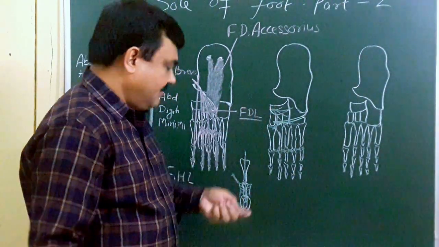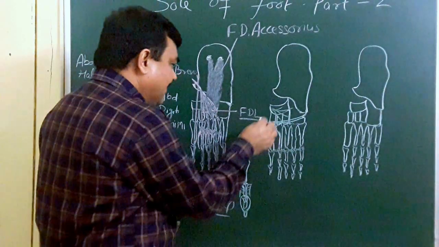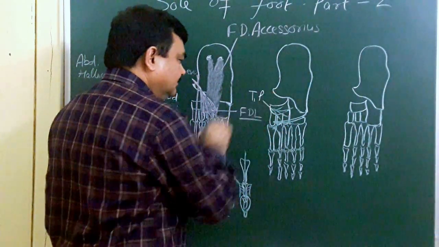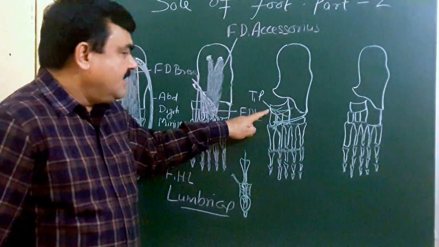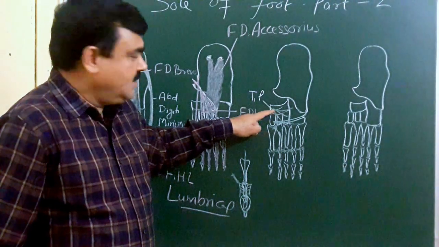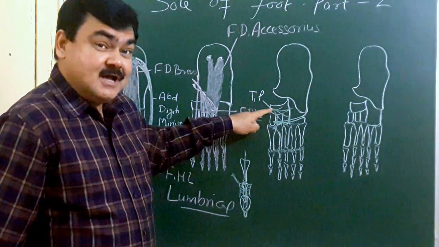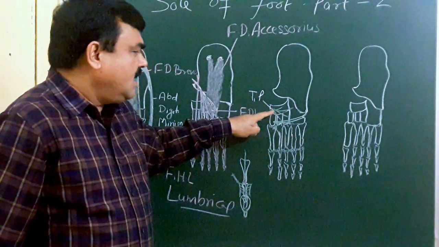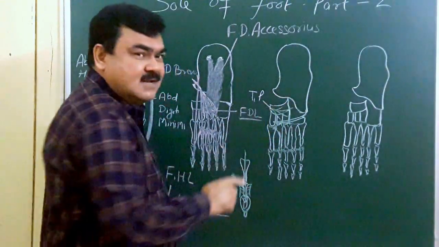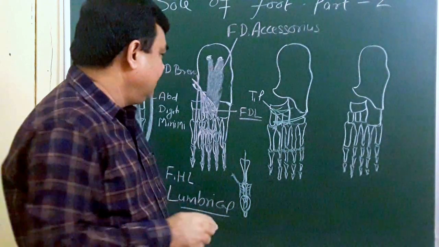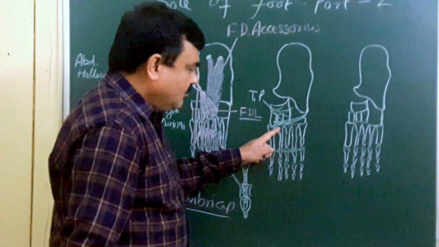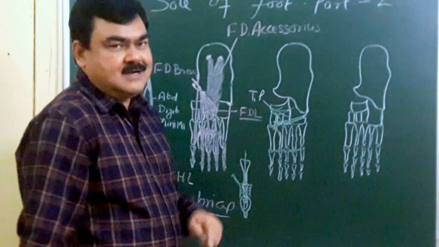Here is the insertion of the tibialis posterior muscle. It is inserted on the tuberosity of the navicular bone. This is the navicular bone, and this is the tuberosity. It is attached on the tuberosity of the navicular bone, and it gives numerous slips to all the tarsal bones except the talus, and it also gives slips to the metatarsal bones, second, third and fourth.